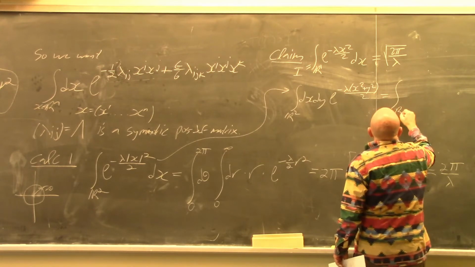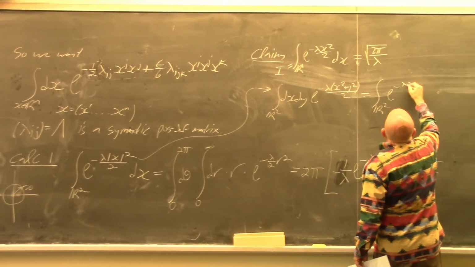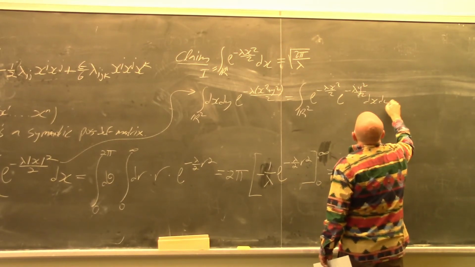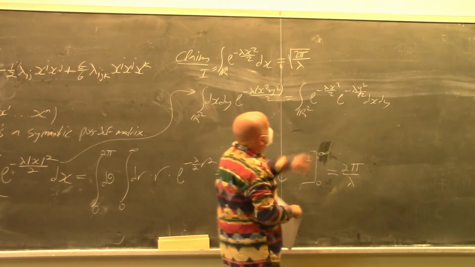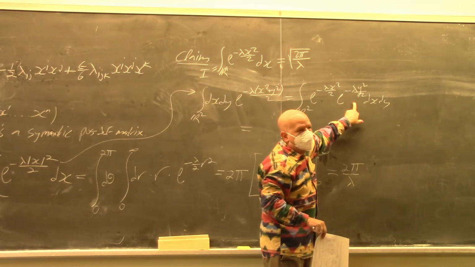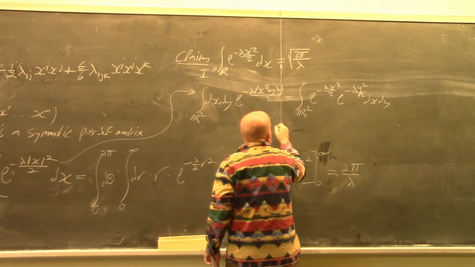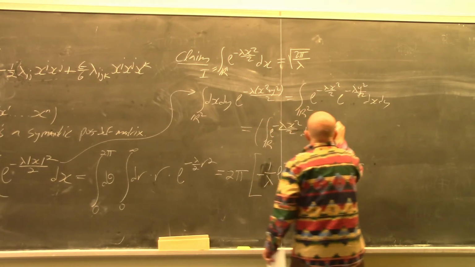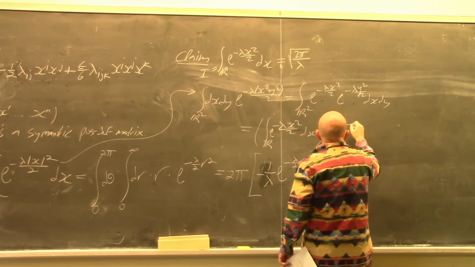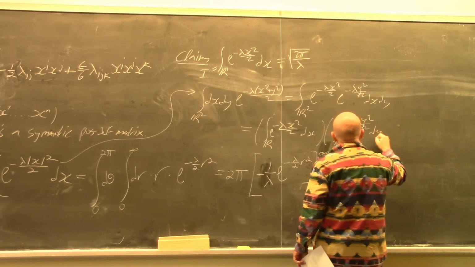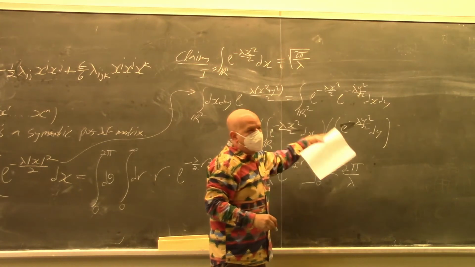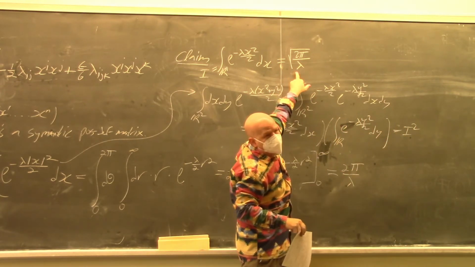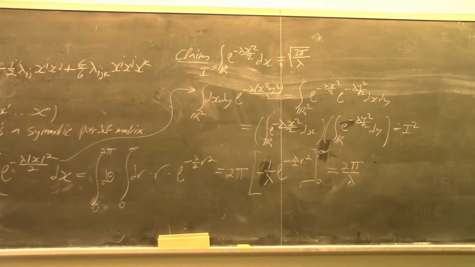But this is the integral over R^2 of e to the minus lambda x squared over 2, e to the minus lambda y squared over 2, dx dy. By Fubini's theorem, this is a function that depends only on x, this is a function that depends only on y. So by Fubini's theorem, this is the integral over R of e to the minus lambda x squared over 2 times the integral over R of e to the minus lambda y squared over 2 dy. But this is the same as that, and both of them are equal to the integral I wanted. So this is I squared. But so I squared is 2 pi over lambda, so I is the square root of 2 pi over lambda, QED.